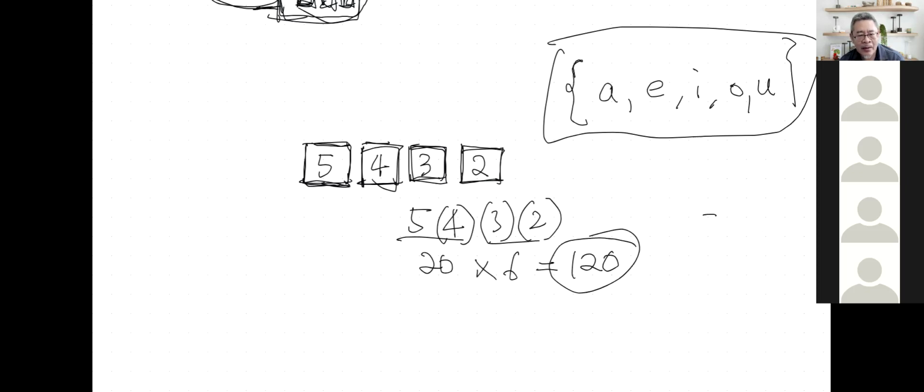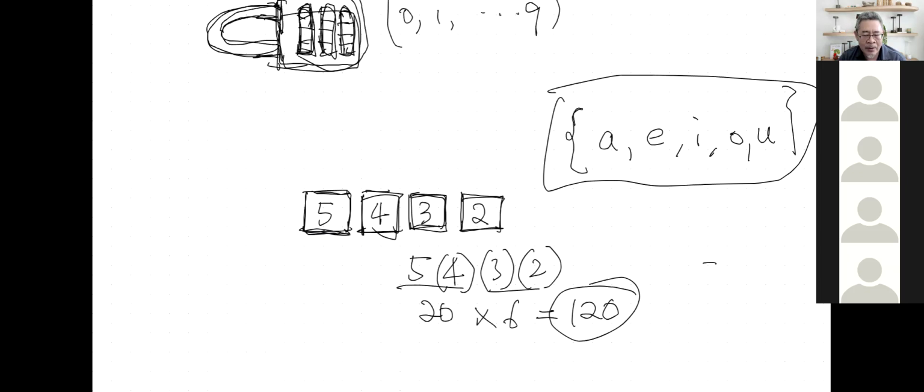Okay, thank you, Mia. Thank you, Mason. Thank you, Grayson. Okay, so you can see the difference. When we have repetition, we have a lot more choices, but without repetition, we really don't have that much. Okay.